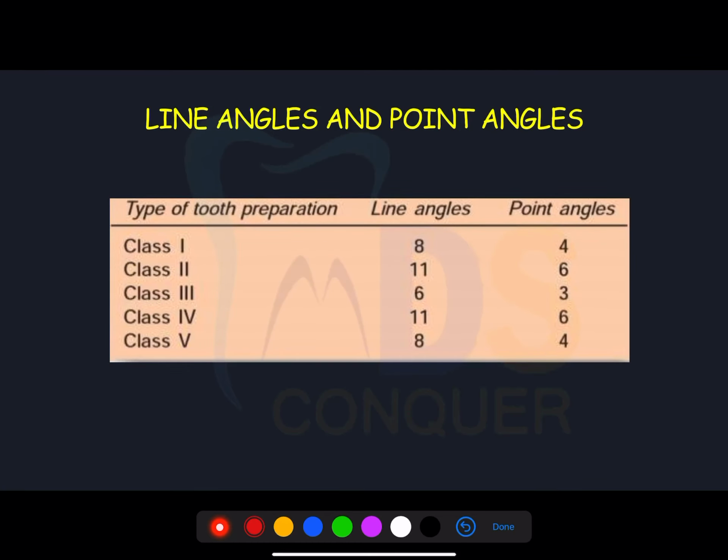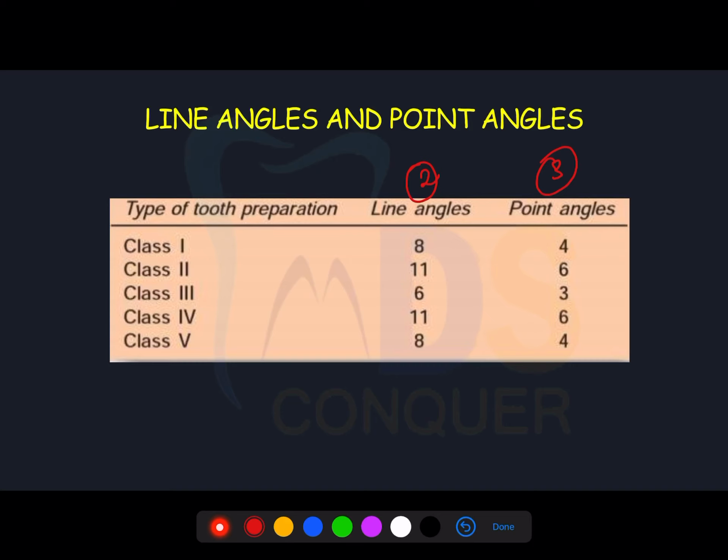Of course, you know the line angles and point angles. So logically, if they give any class, you can imagine and list out the number of line angles and point angles, or else sometimes they can give the names of line angles and point angles. Line angles will have 2 sides in their name and point angles will have 3 sides in their name, by which you can differentiate. Imagine the diagram of the cavity, and by that you can know the number of line angles and point angles and the names of line angles and point angles also.